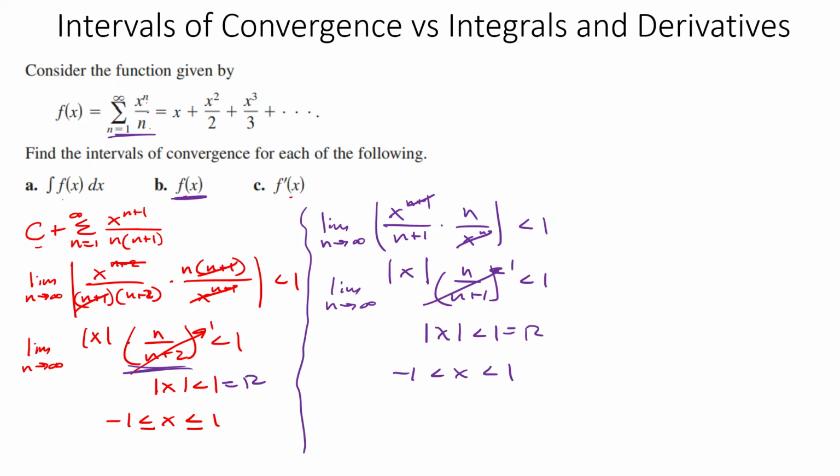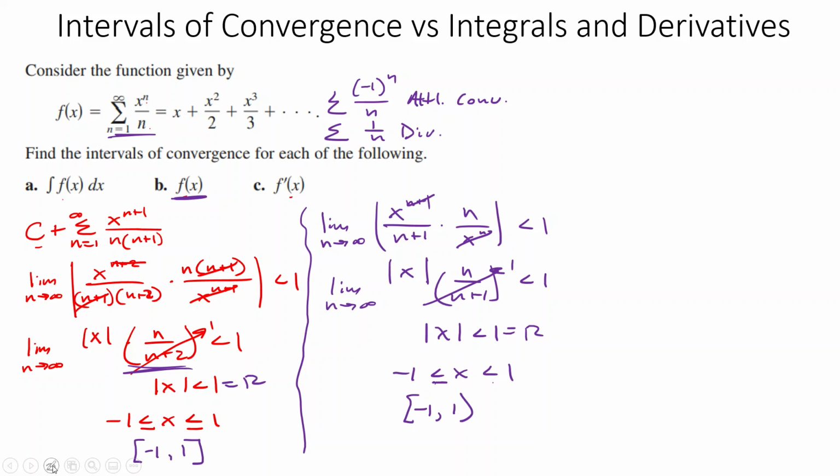All right, but if we check the endpoints now, let's see. If we plug in -1 here, we'll have -1 to the n over n. That's an alternating series. That converges. All right, but if we plug in just regular 1, we have 1 over n. That diverges. That's the simple harmonic. So we include the -1. We don't include the 1, so that's different. So this guy, -1 to 1, not including that. This guy, -1 to 1, including both.